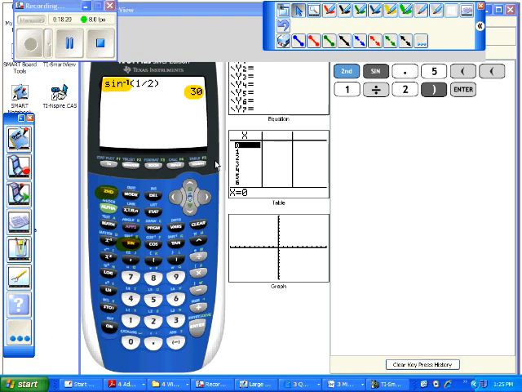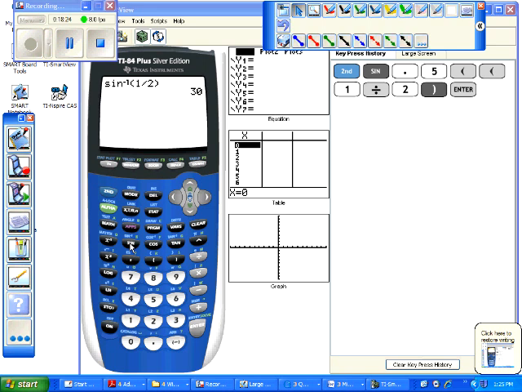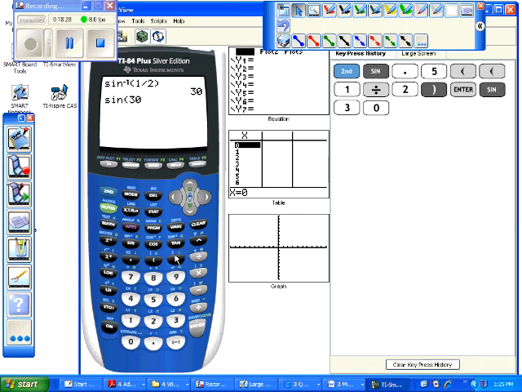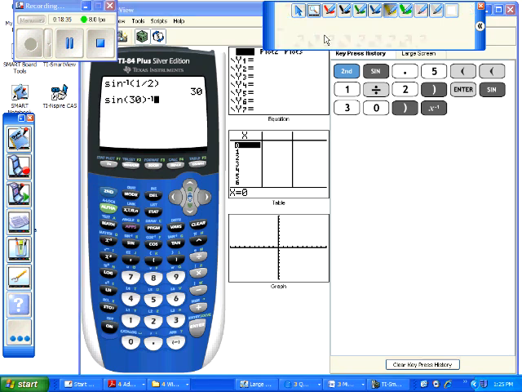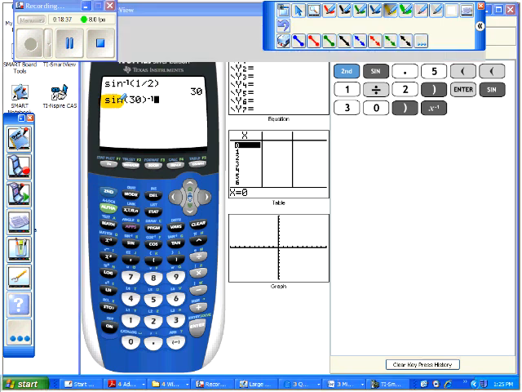Now, what if I did this? What if I said sine 30, and then I hit this x to the -1 button? Let me go back to that. So we've got sine of something to the -1, and we have sine -1 of something. Those don't mean the same thing.